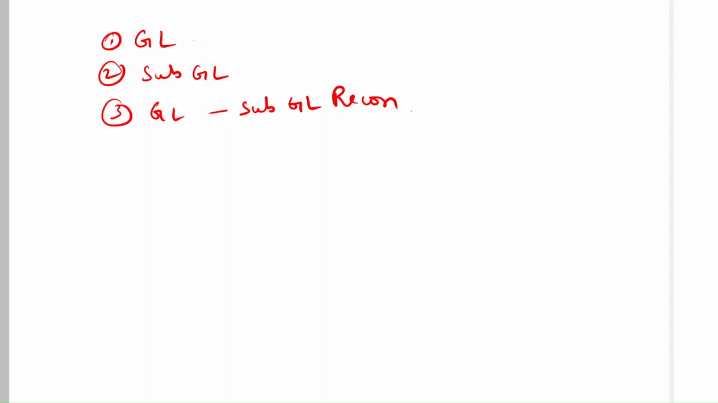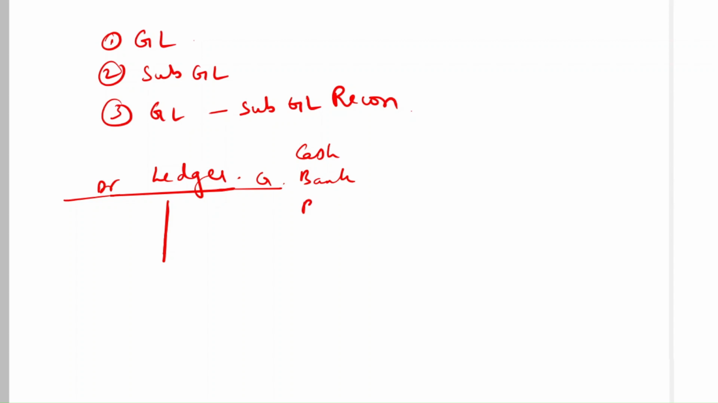So before we even go into GL or sub-GL, let us start with a very basic concept. What is a ledger? Now all of us who are studying accounts would obviously know what's a ledger. It's used to record your transactions. So you will have here your debit, here your credit, right? So this is how you simplistically have ledgers. So for every type of transaction, there will be ledgers, right? So there will be cash, there will be bank account, there will be purchases, then there will be vendors, right?